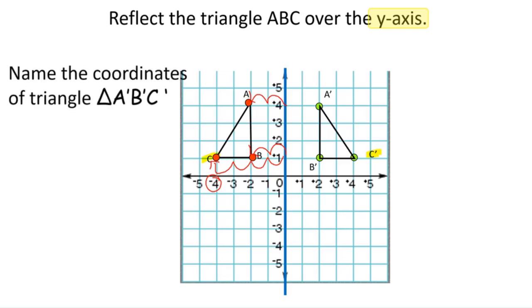All right, so let's do our new coordinates. A prime is now at 2, 4. B prime is at 2, 1. C prime is at 4, 1.